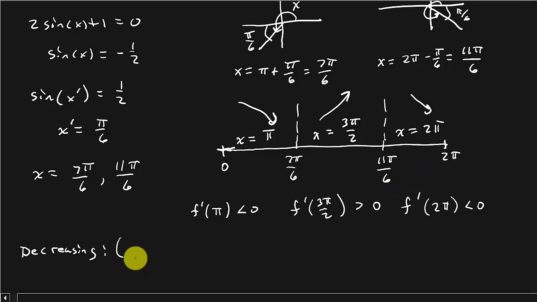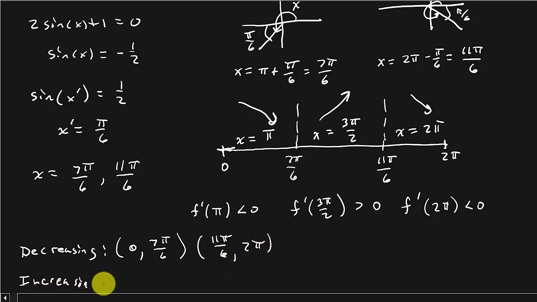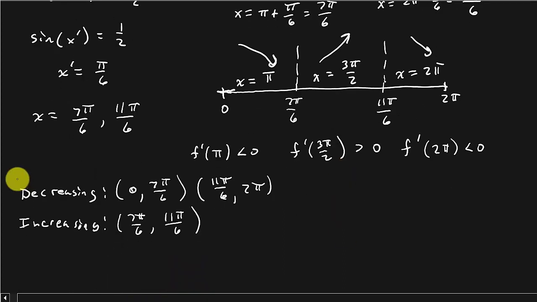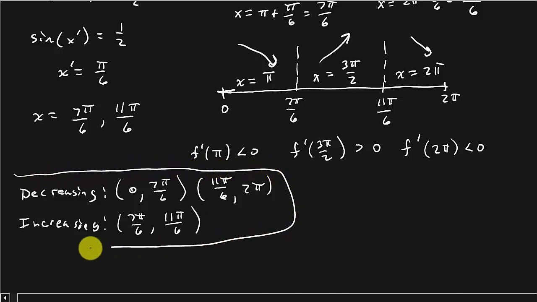All right, so it's decreasing from 0 to 7 pi over 6 and from 11 pi over 6 to 2 pi, and then it is increasing from 7 pi over 6 to 11 pi over 6. All right, so we got where it's increasing and decreasing.